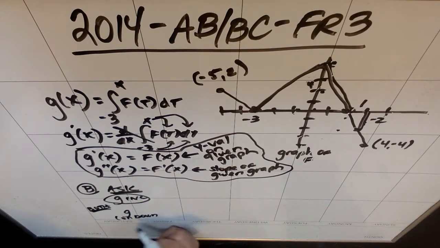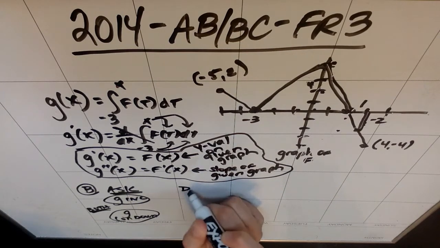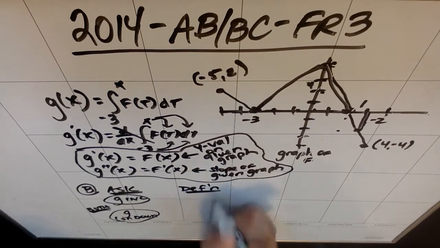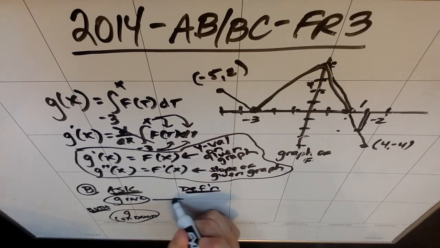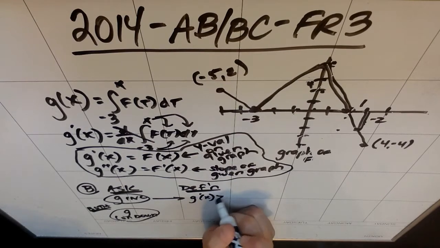Notice that I didn't just write increasing, I wrote g is increasing, because there are a lot of functions here. There's g, there's f, there's g prime, there's f prime, there's g double prime, there's f double prime, there's a lot of functions. You need to be specific. I'm then going to translate that into the actual mathematical definition. That's the next thing in my flowchart. So the definition of g increasing is that g prime of x is greater than 0.